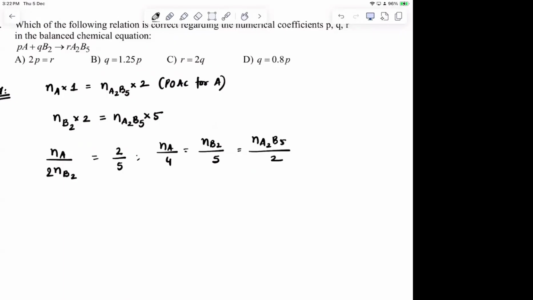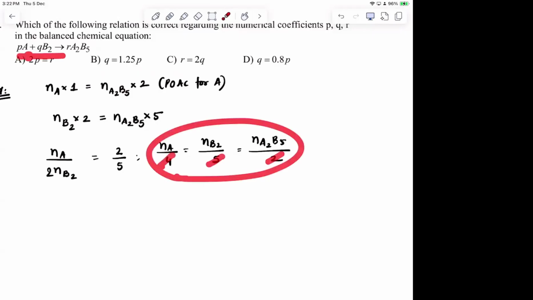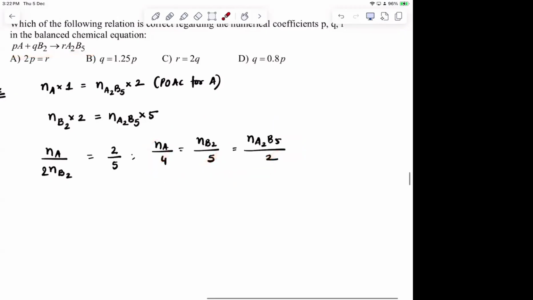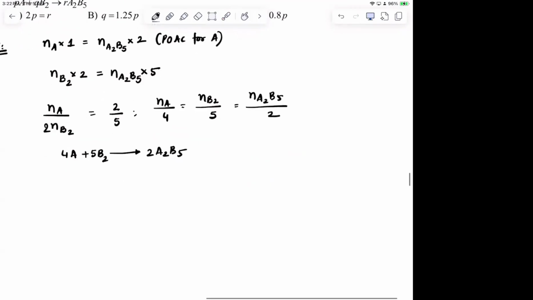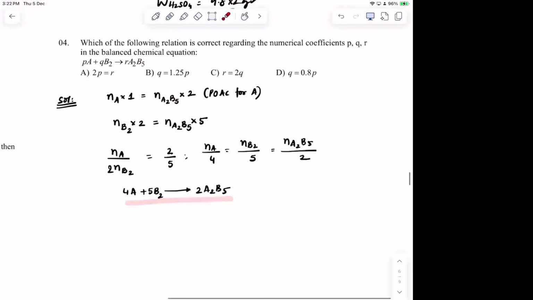Okay. So when you get these values, where you are able to relate all the moles in terms of their ratios with the coefficients, then we can directly write them as the values here. So 4A plus 5B2 is giving 2 times A2B5. That's it. So this is the overall equation. So now you know how to relate with the P, Q, R and all of that. Done? Is it clear, everybody, how to relate this?